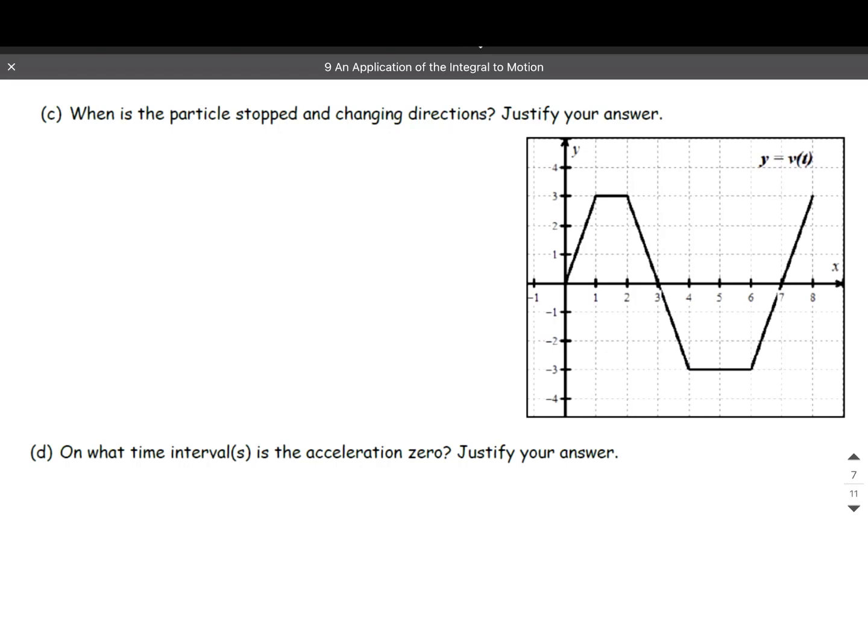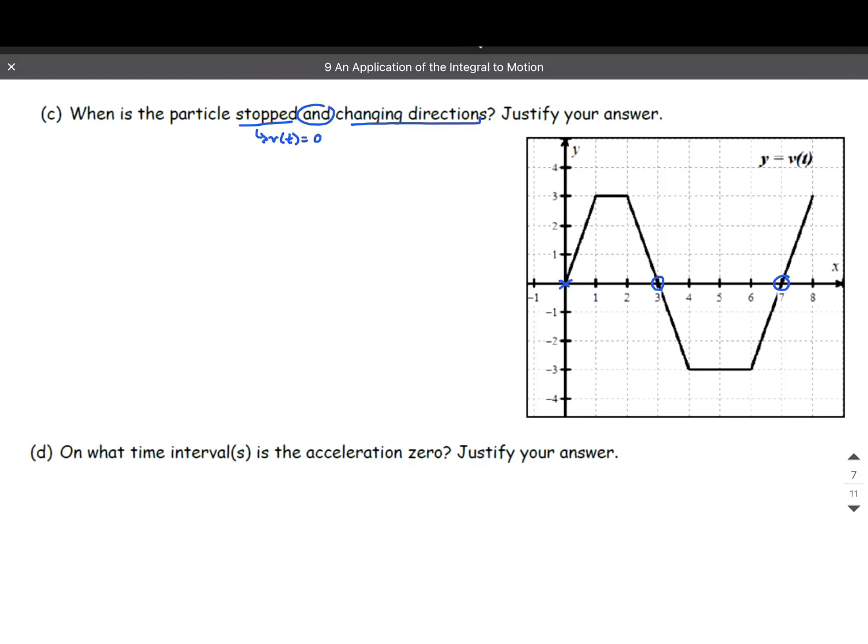When is the particle stopped? That means the velocity is 0, and changing directions. That means the velocity has to change signs. That means we cannot use time 0, okay? Cannot use time 0. But we can use times 3 and 7.